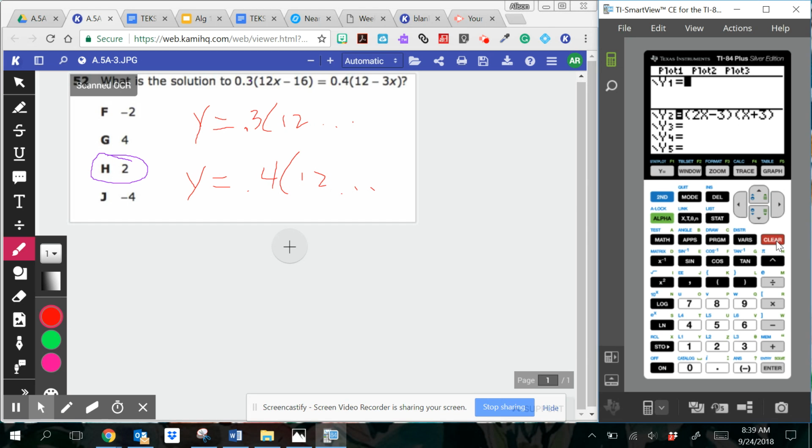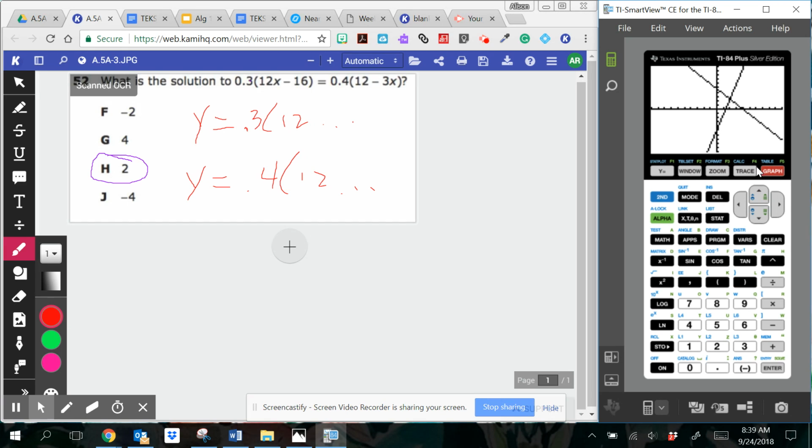If I go over to my calculator, where I had some equations I needed to clear out, I'm going to put this equation in my first y equals, the first side, 0.3 times 12x minus 16. Okay, I'm treating it like a linear function. And then I'm going to go to this side and treat it like a linear function. Whoops, not 0.04, 0.4 times 12 minus 3x. Okay, so I'm treating these like linear functions.